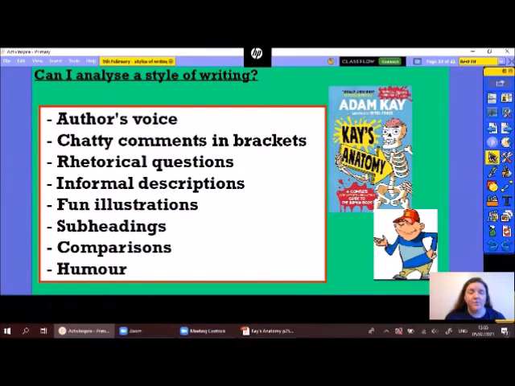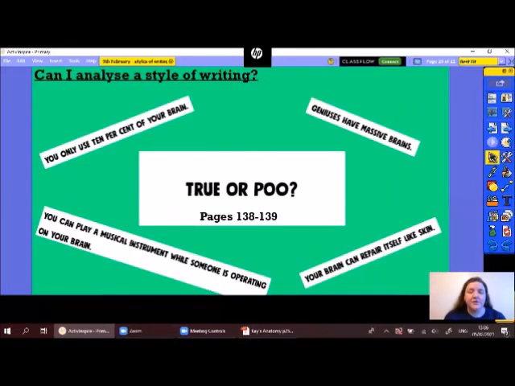So here we are. We've analysed Adam Kay's style of writing, including comparing him to another author as well. We've decided that all of these things are features of his writing. And what I'd like you to do today is read a different section of his writing and see if you can find all of these features. You're going to read a section of Adam Kay's book today called True or Poo, and it's a true or false section. It's on pages 138 and 139, and you'll find out about these things.